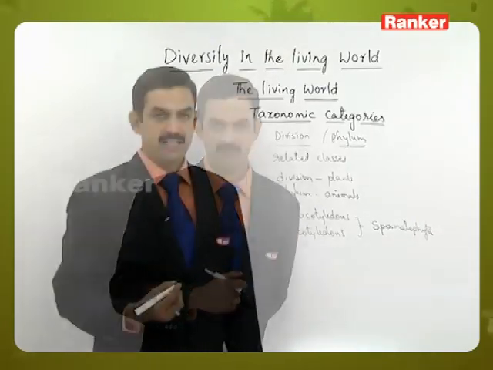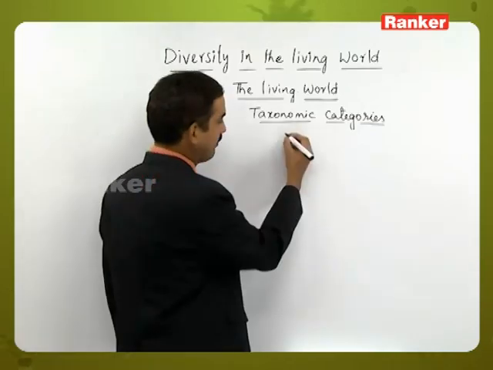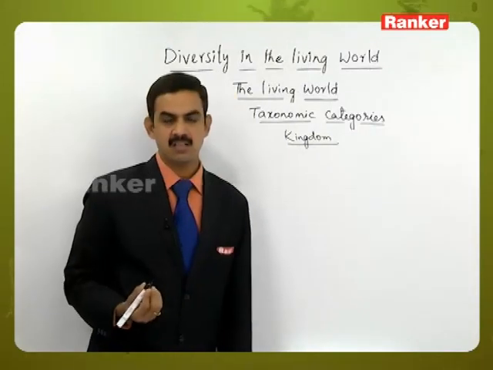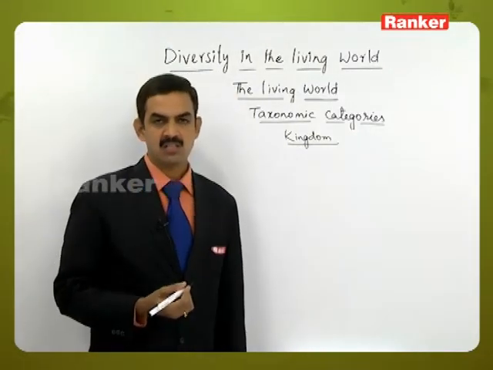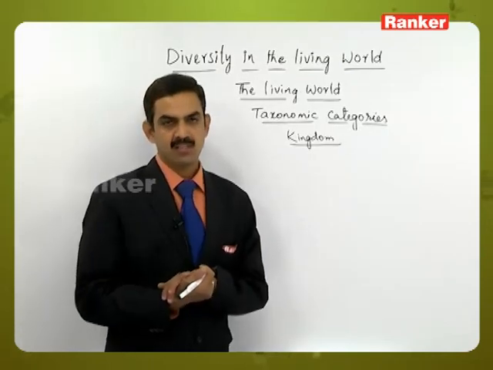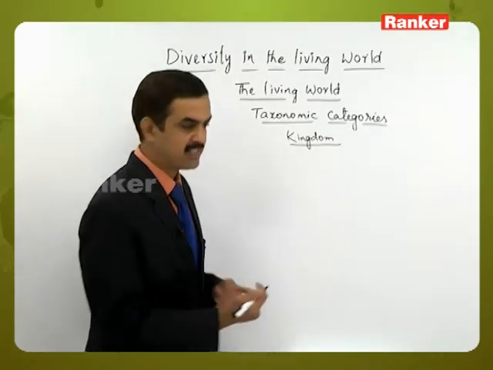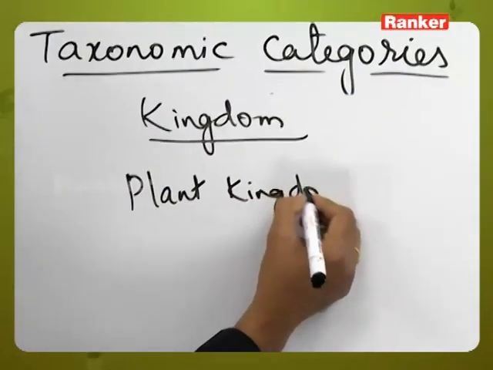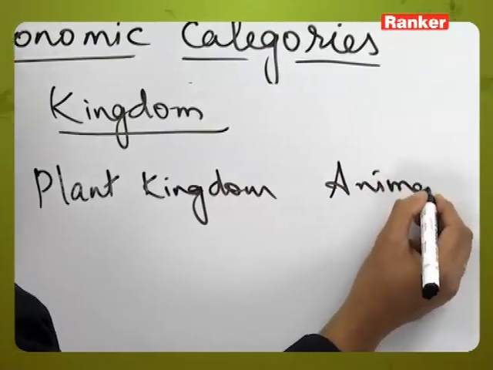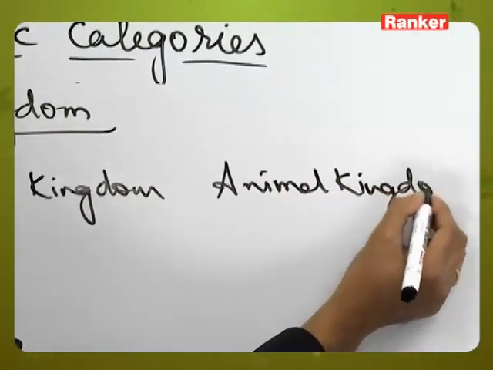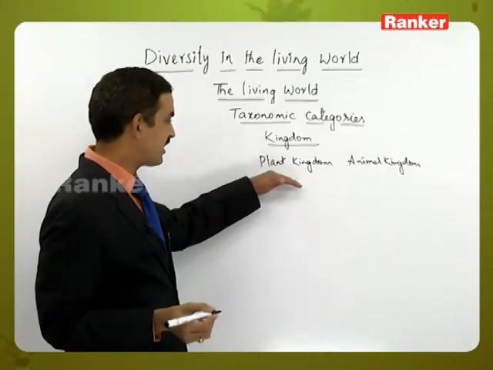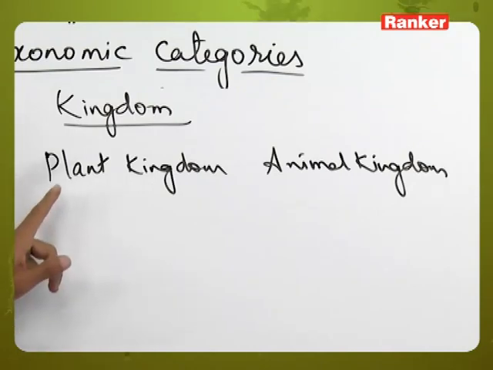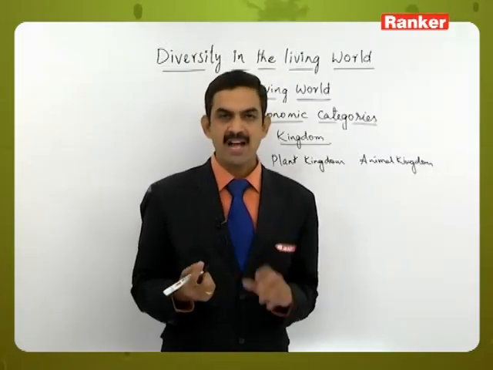In the same way, within the class we can find more similarities when compared to the different classes present in one division. In the taxonomic categories, the next one is the kingdom, which is considered to be the largest taxon, or the largest unit, which includes all the plants in one kingdom and all the animals in one other kingdom. That is the plant kingdom and animal kingdom. So this is the highest category in the entire taxonomic classification. All the plants have been kept under the plant kingdom and all the animals under the animal kingdom.